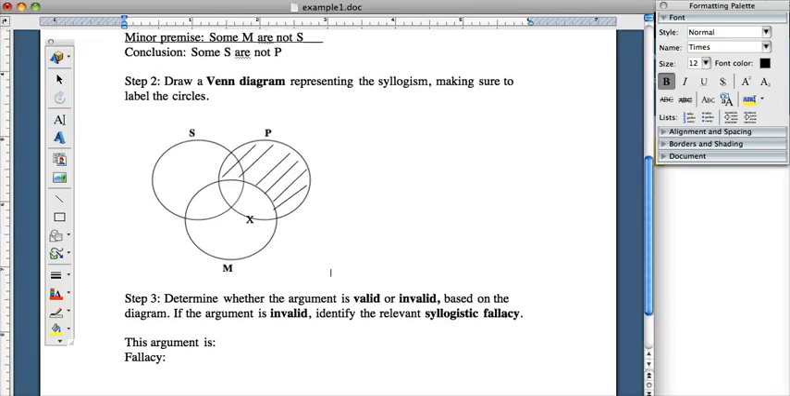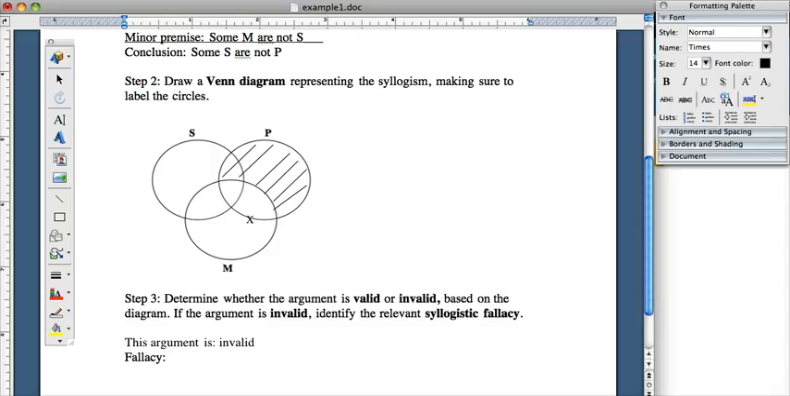Then we determine whether the argument is valid or invalid by looking at the diagram and seeing if the conclusion is diagrammed after having done the premises. So the conclusion is some S are not P. So if that was going to be diagrammed, there would have to be an X somewhere in this area of S that is not P. And we can see that that's not the case. So this argument is invalid.